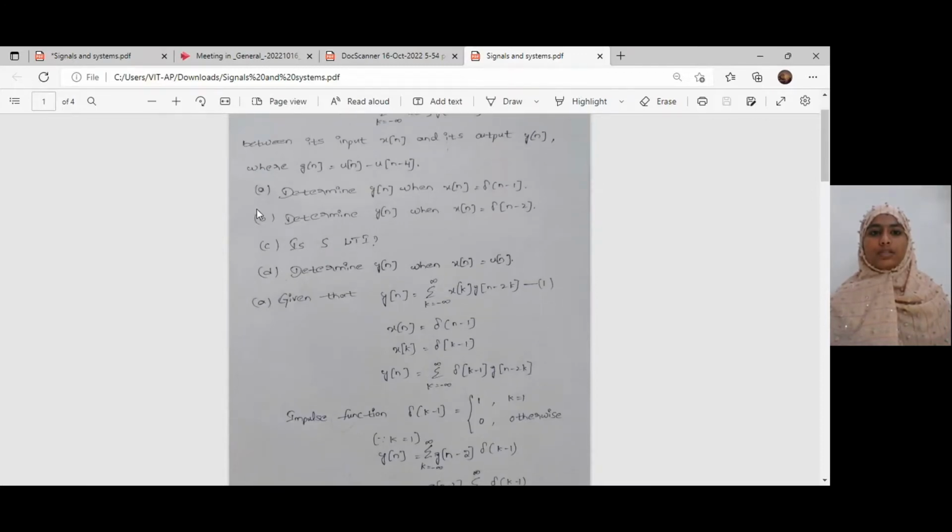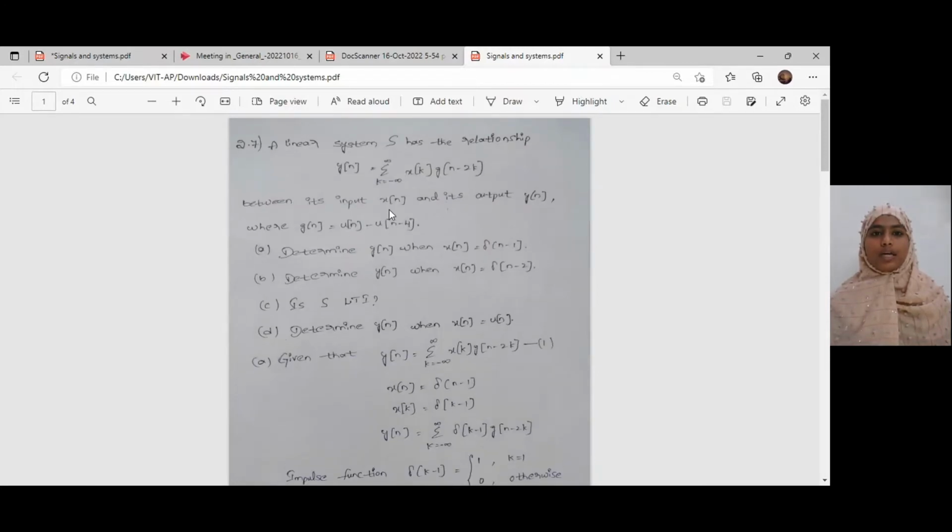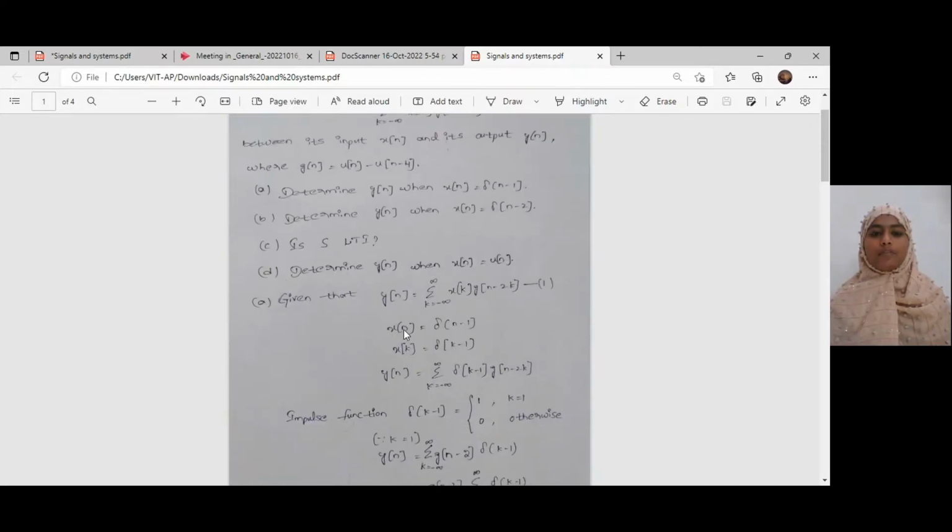For the first subpart, given that y of n equal to summation k equal to minus infinity to infinity x of k into g of n minus 2k. In this question, they have given that x of n equal to delta n minus 1. Therefore, here I am replacing n by k. Then x of k becomes delta k minus 1.